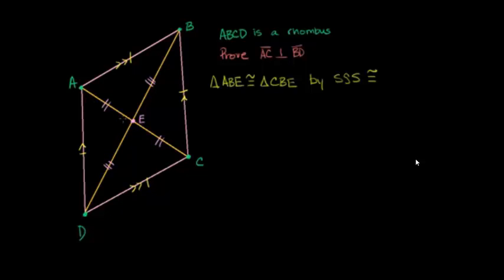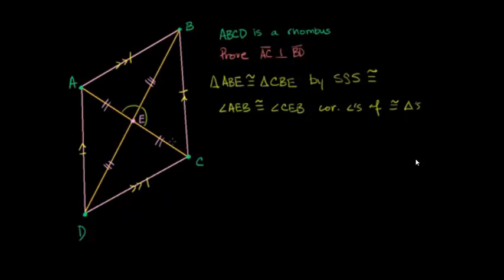And in particular, we know that angle AEB is going to be congruent to angle CEB, because they are corresponding angles of congruent triangles. So this angle right over here is going to be equal to that angle over there. And we also know that they are supplementary.